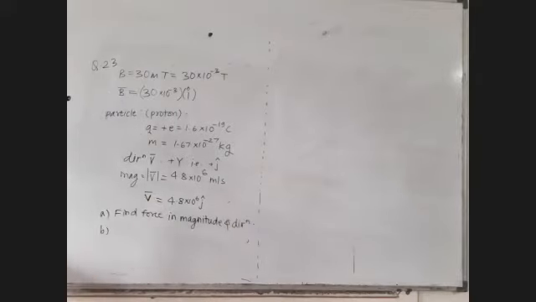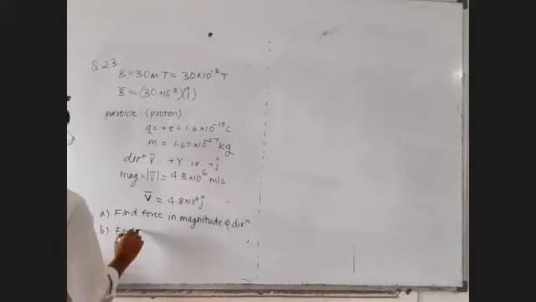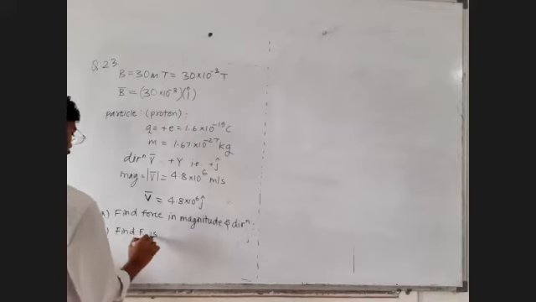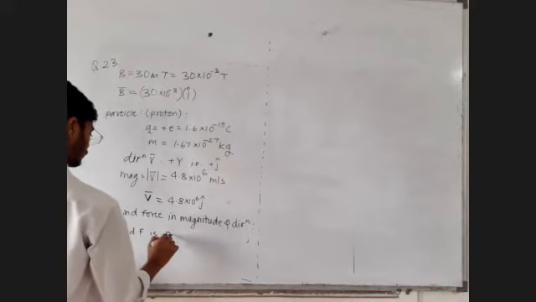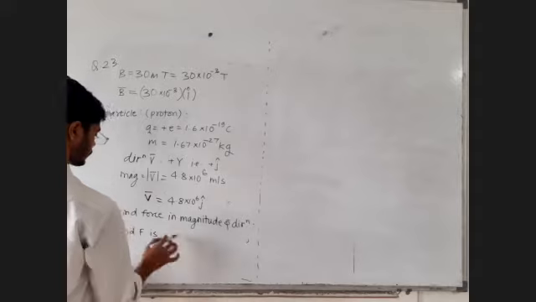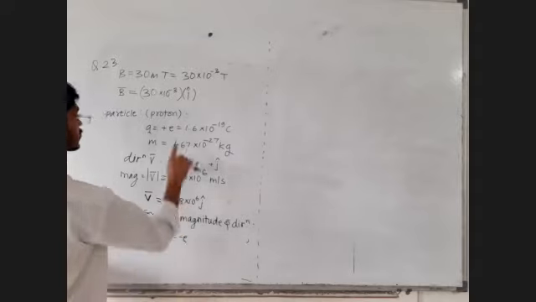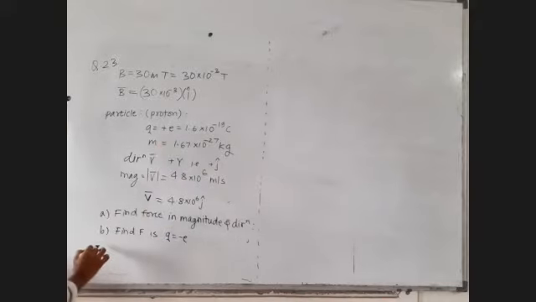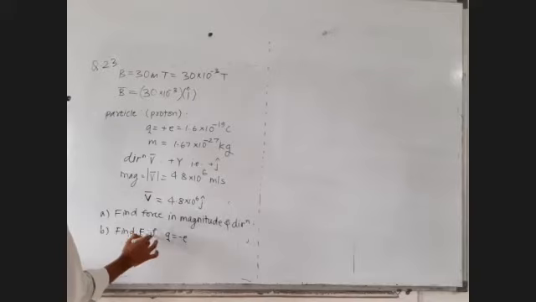Part B: find the force if the particle were negatively charged. Find force if charge is equal to minus e. If the same particle were negatively charged, with minus e instead of plus e. Find force if charge is minus e. We will find both direction and magnitude, no problem.